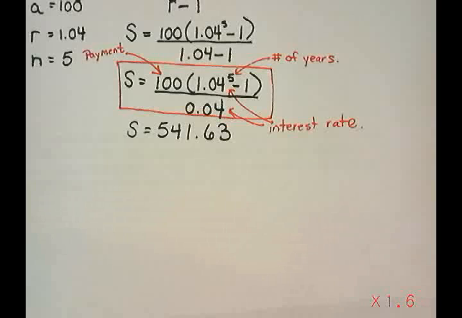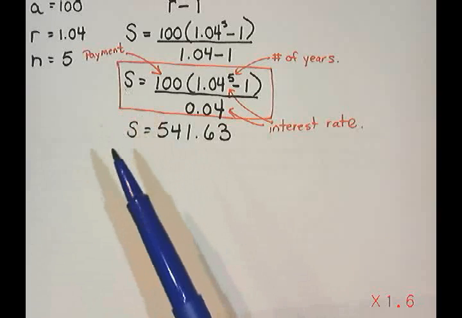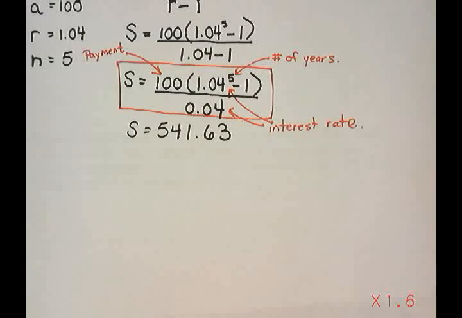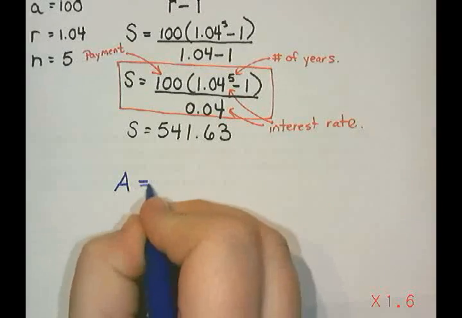So we're going to use some different letters here instead of A, R, and N. I realize that instead of S, we're looking for the total amount or the final amount. When we were doing our compound interest formula and our simple interest formula, for the final amount we decided to use letter A. So I'm going to say A equals.